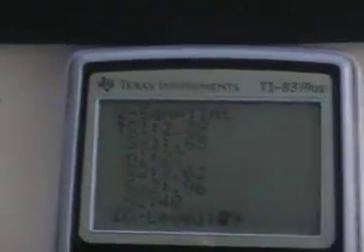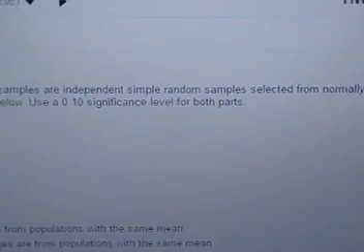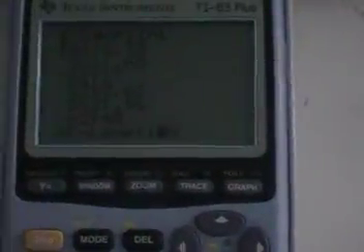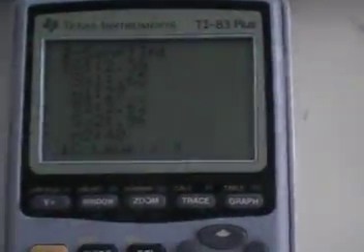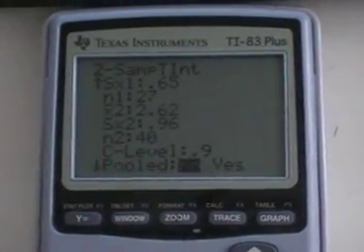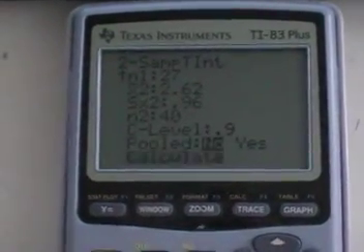And the confidence level, it said, well, they didn't give us one, but since we're using a 10% significance level, 10% is the outside area, so that would mean the complement of that would be 90%. If there's 10% on the outside, there's 90% on the inside. Confidence intervals are about what percentage is on the inside. Again, we're clicking no to pooled because it said so in the problem.